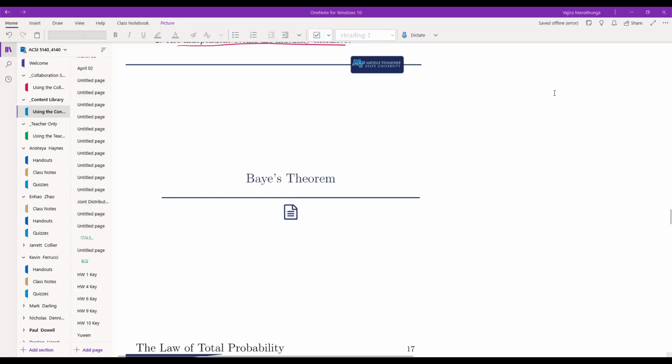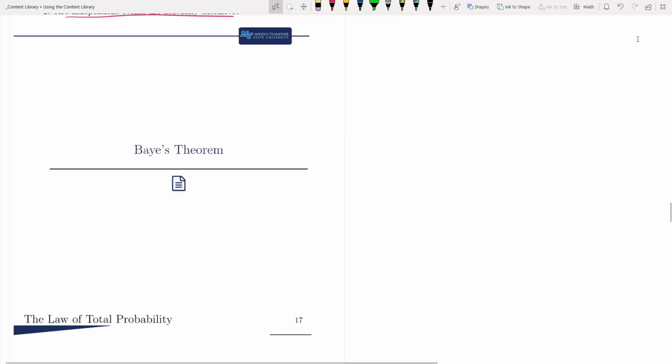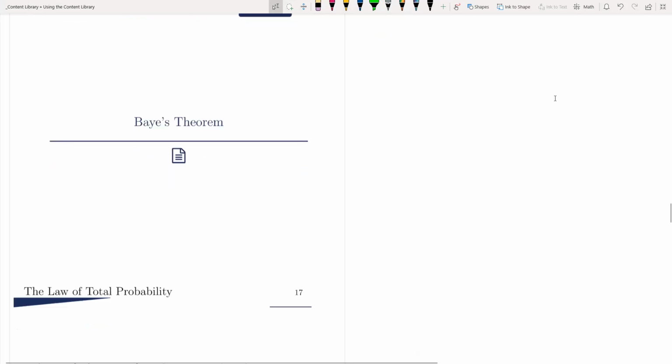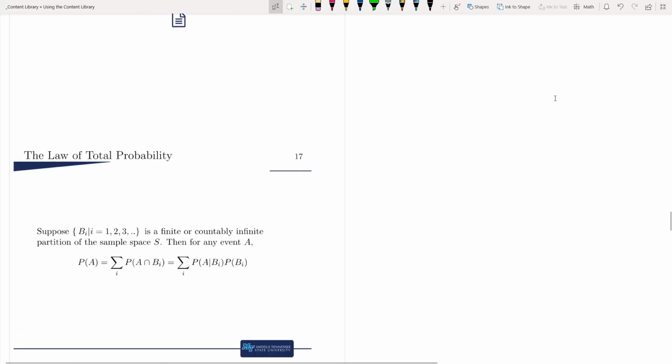Hello all. So today we are going to continue from last lesson, conditional probability, and we are going to learn about Bayes theorem. So first we learn about the law of total probability, and then from there we develop the Bayes theorem.